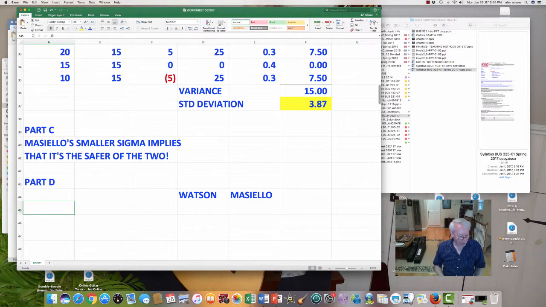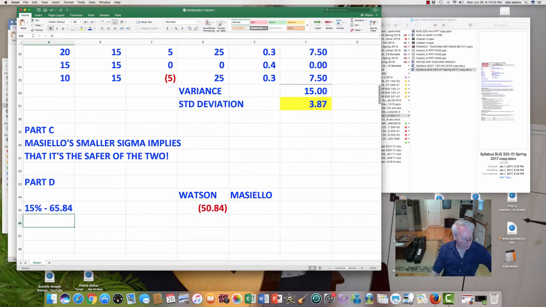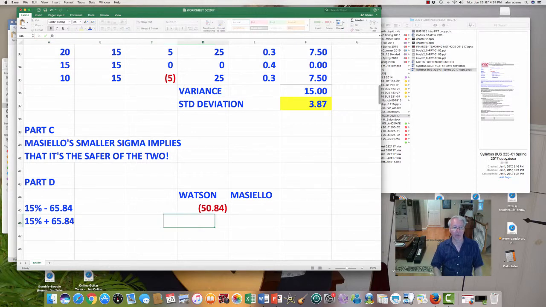Okay, so we're going to talk about Watson first. We know that their expected rate of return is 15%. And we're going to say minus one standard deviation. One standard deviation is 65.84. Okay? So if I take 15 minus 65.84, and I'm going to put 2 decimal places on these, okay? -50.84, and I'm going to say that's as low as I expect with a 68.3% possibility. Then I'm going to say, what about the high side? I'm going to say 15% plus 65.84.